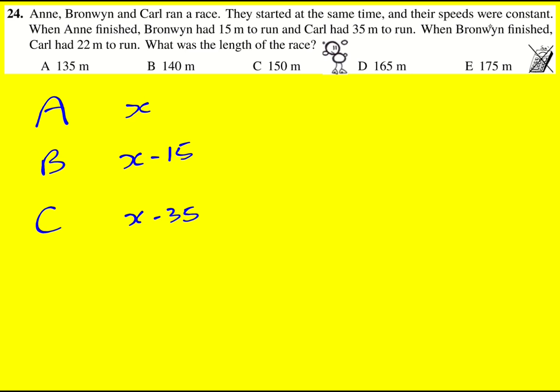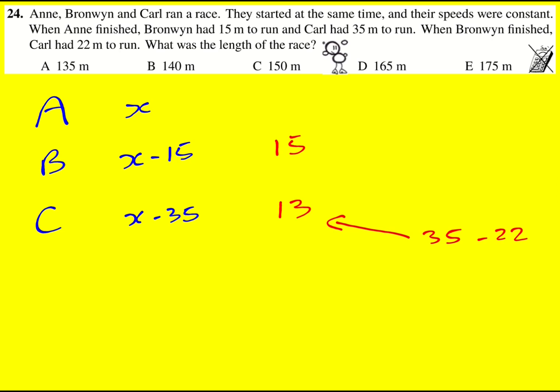And then when Bronwyn is finished, well, Carl has 22 meters left to run. So that means in the time that it takes Bronwyn to run the 15 meters to finish, Carl has 22 left to run, so he's run 13, because it's 35, the distance that he had left, minus the distance that Bronwyn has then run. Okay, so that's a bit tricky, I think, but this is the basis for solving this question.